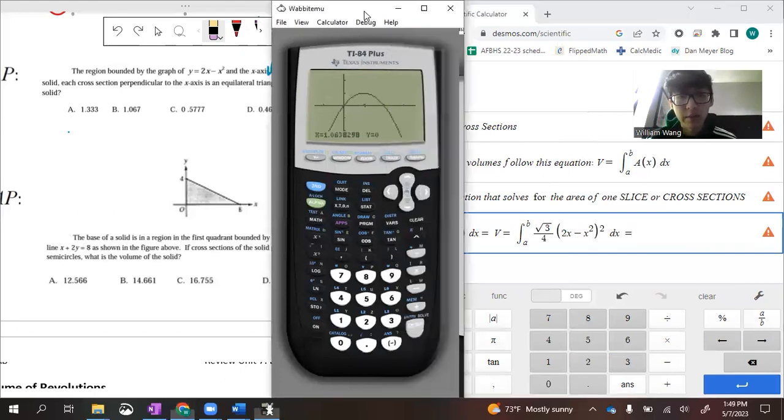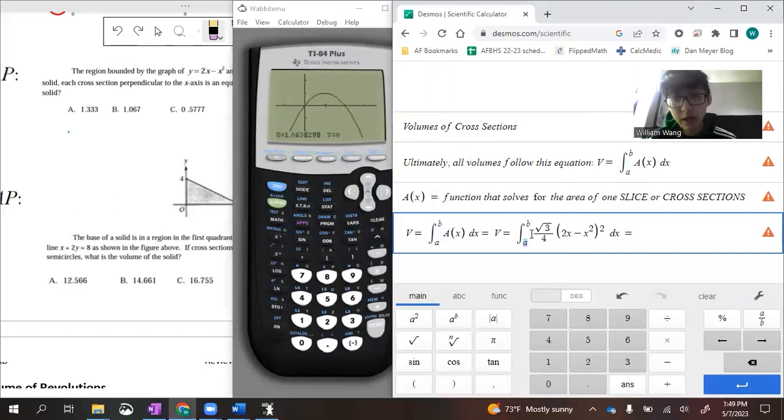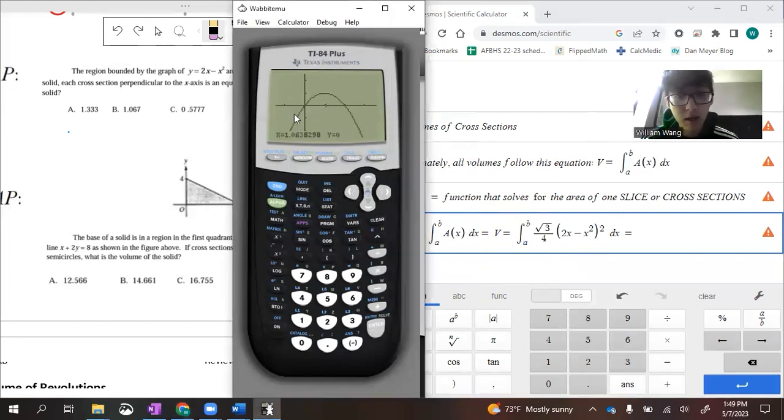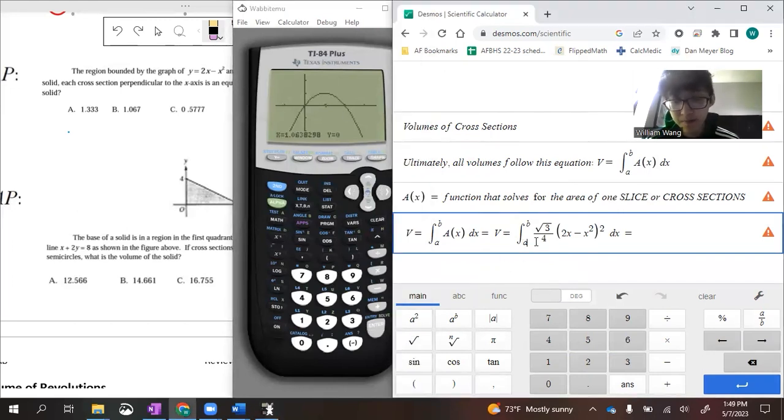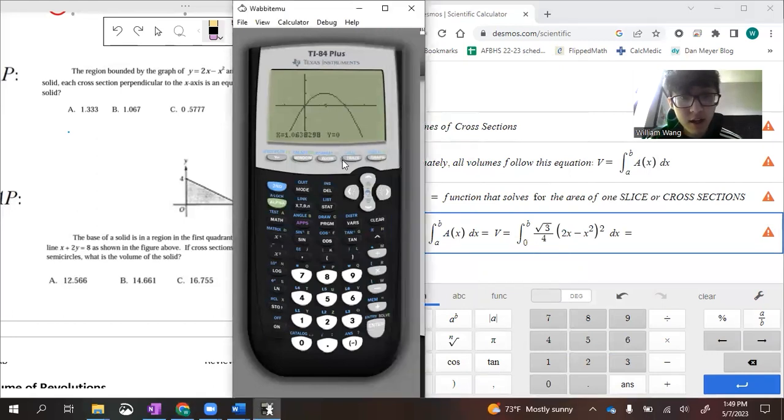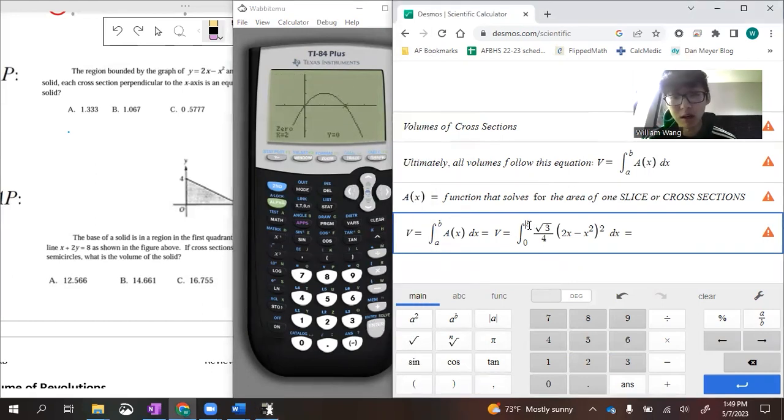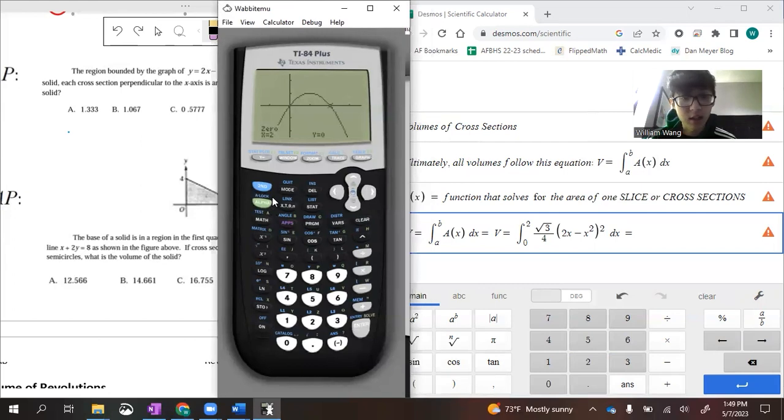Another question I might have is, what are my bounds? I go from a to b. Luckily, I have my calculator with me. My lower bound is clearly at 0. My upper bound, though, let's say I don't know how to find this. Well, I can use second trace and figure out when they actually intersect or when it hits 0. So left bound right here, right bound right there. It looks like it's right at 2. So I guess my integral is from 0 to 2. Okay, cool. So I have my integral. I just need to solve this now.